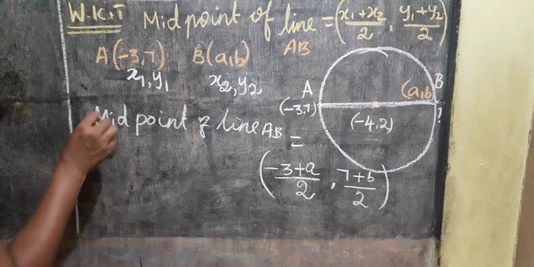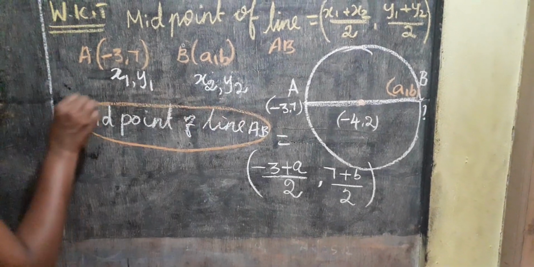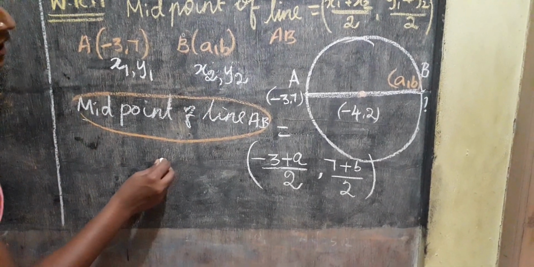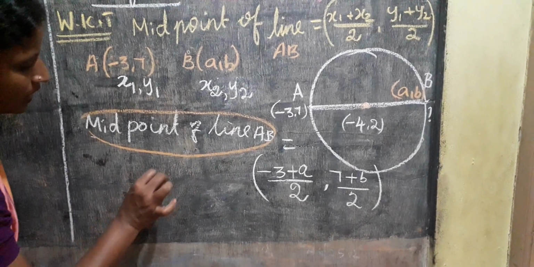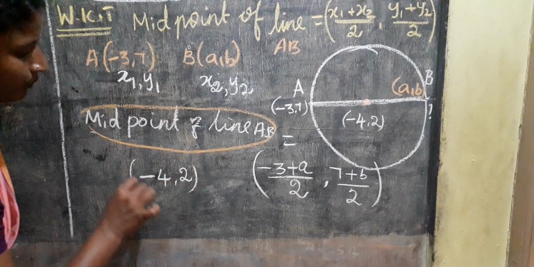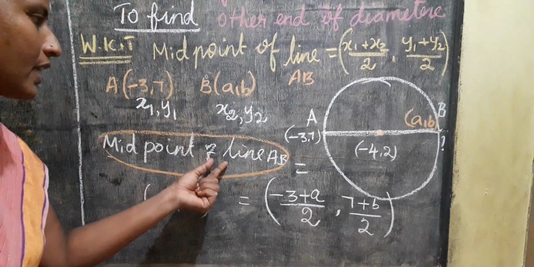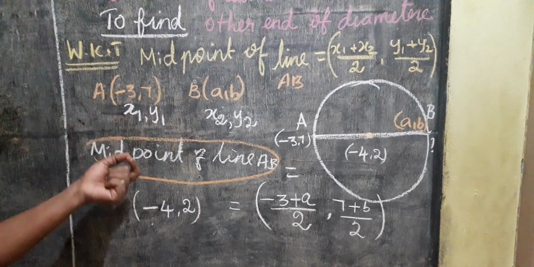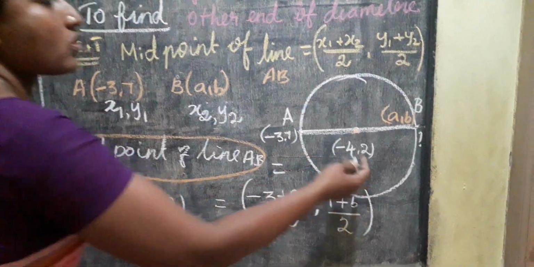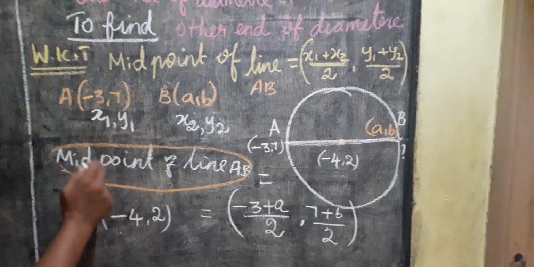So, I have to replace this place. Midpoint of line AB is equal to, what is the value? (-4, 2). Can we write it there? Okay, I accept. The midpoint of the line is the center of the circle. The center of the circle is given as (-4, 2). So, we have to replace the value in this place.